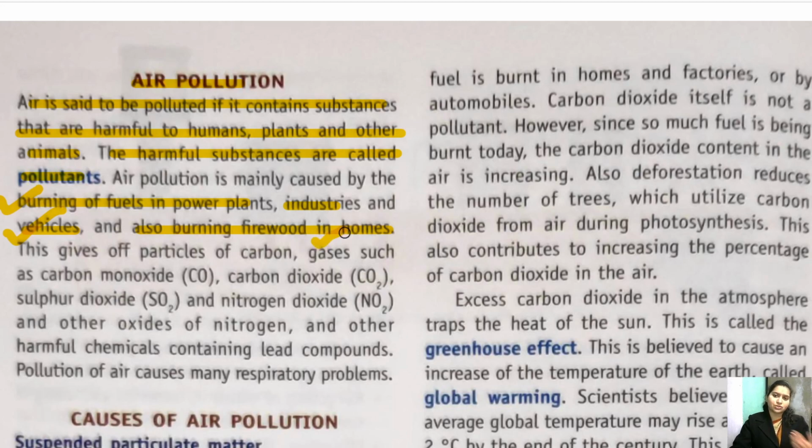Natural causes we cannot control, but at least we can control these human activities. All right, now this gives off particles of carbon gases such as carbon monoxide, carbon dioxide, sulfur dioxide, nitrogen dioxide and other oxides of nitrogen. So this we have discussed. And other harmful chemicals containing lead compounds. Children, this lead compound is also very dangerous. So pollution of air causes many respiratory problems. All these things we have already discussed. Clear? I think this paragraph is clear to you.